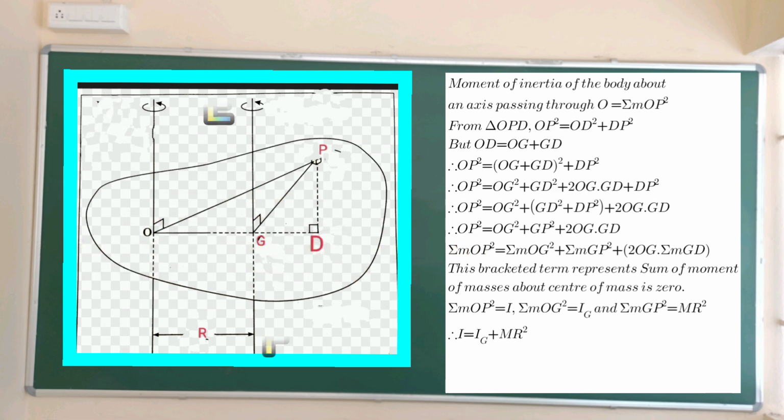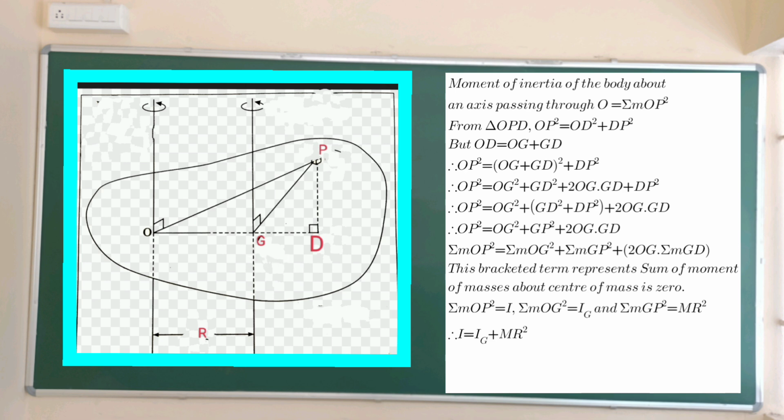Let AB and EF be two parallel axes which are separated by a distance r. Let I and Ig be the moment of inertia about any axis and the moment of inertia about the center of mass respectively. Now let us consider a point P which is at a distance of OP from the axis of rotation AB. In the right angle triangle OPD, OP square is equal to OD square plus DP square, but OD is equal to OG plus GD. So OP square is equal to OG plus GD whole square plus DP square.